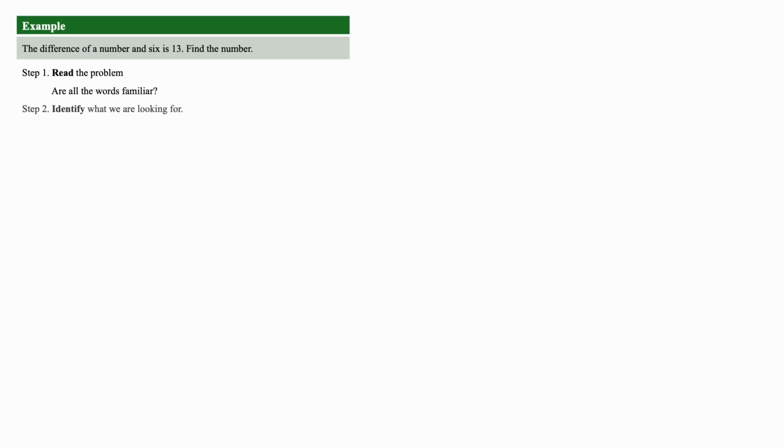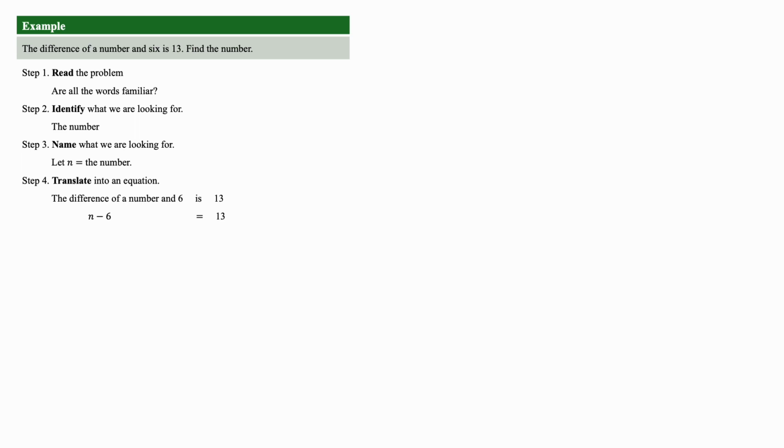So are all the words familiar? Let's identify what we are looking for now. So we are looking for the number, which is the difference of a number and 6, which is 13. So we have to find the number. Let's name what we are looking for. So we let n be the number, and let's translate this into an equation with what we know. So the difference of a number and 6 is 13. So right off the bat, we know n minus 6, because it's the difference of that number, so n minus 6 is equal to 13.